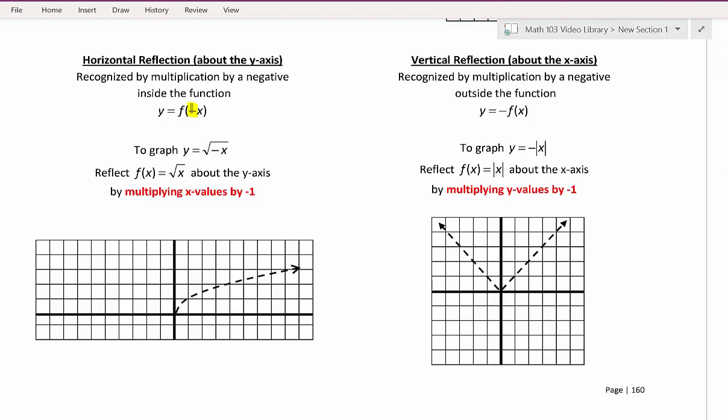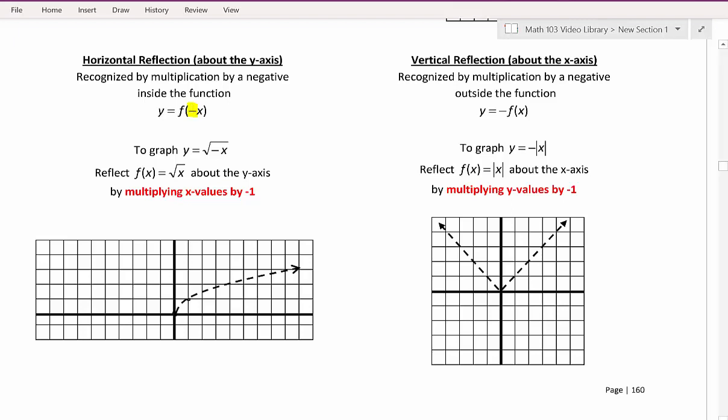If we want to graph y equals the square root of negative x, we're going to start with the parent function, f of x equals the square root of x, and then we're going to reflect it about the y-axis. To get the correct points for this reflection, you want to multiply all the x values by -1. Since it's a horizontal reflection, we're multiplying the horizontal components, the x values, by -1 to flip it over.